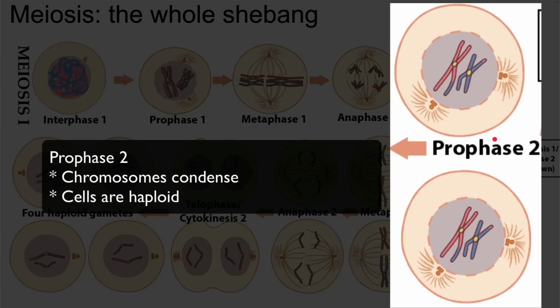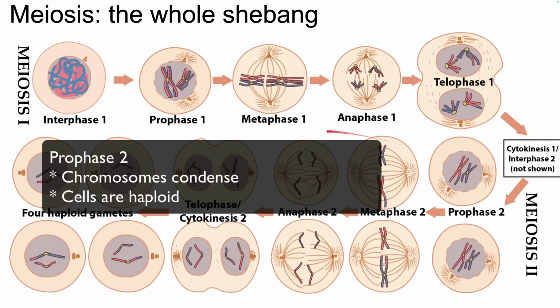That moves us to prophase 2, where the chromosomes once again condense. Note that whereas there were 4 chromosomes in prophase 1, there's only 2 in this cell in prophase 2. We've gone from diploid over here to haploid over here. That's the main transition, or one of the main transitions, that occurs in meiosis 1.